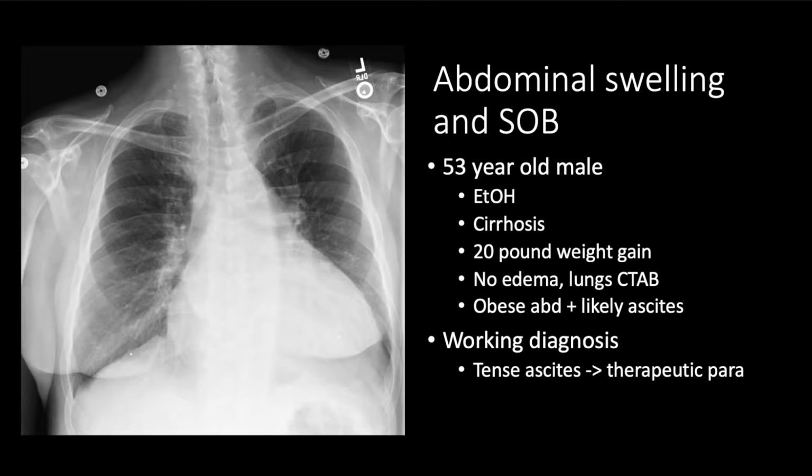And the working diagnosis that was presented to me the next morning was that this patient just has tense ascites. He needs a therapeutic para that will get rid of his abdominal swelling, and that's what's causing the shortness of breath. The diaphragm is probably pushing up into the thoracic cavity because of all that ascites buildup below it.